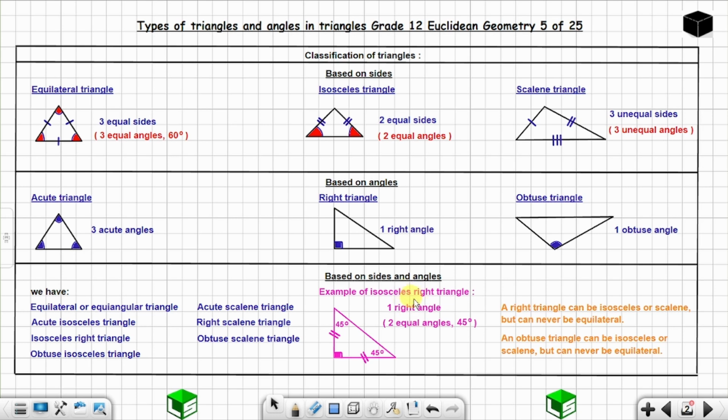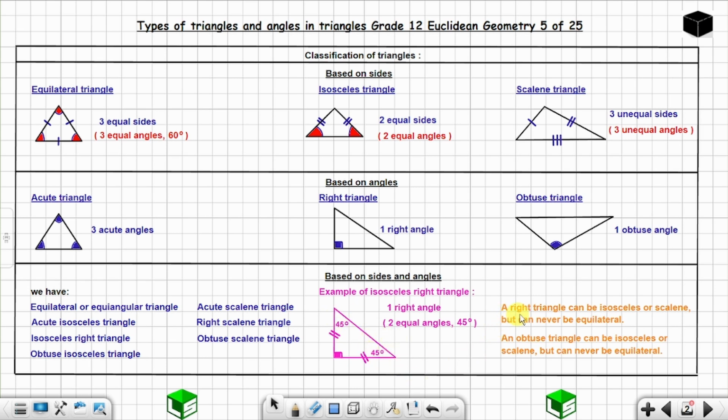One right angle and two sides are equal to each other. Isosceles meaning two sides are equal to each other. Right triangle meaning you have one right angle. You can see that. So this is 90 degrees. The rest, you're going to have 45 degrees and 45 degrees because the two sides are equal. Isosceles, the two sides are equal. Automatically, you are going to have two equal angles. So it can only be 45 and 45.